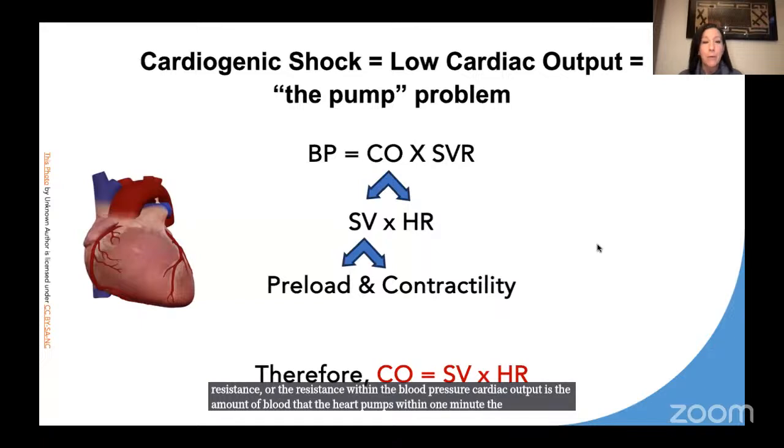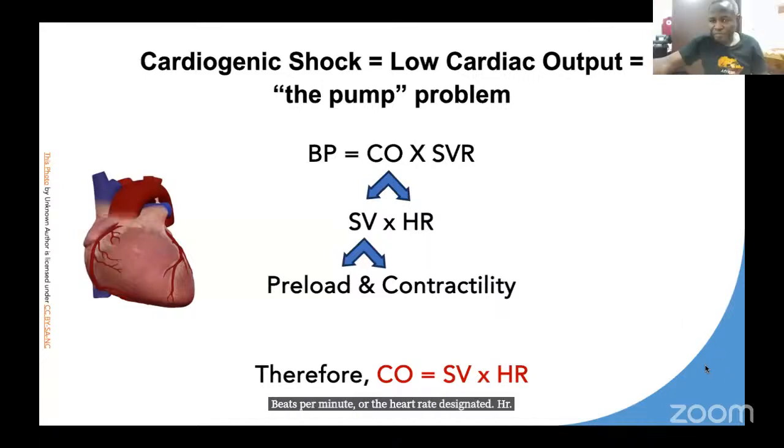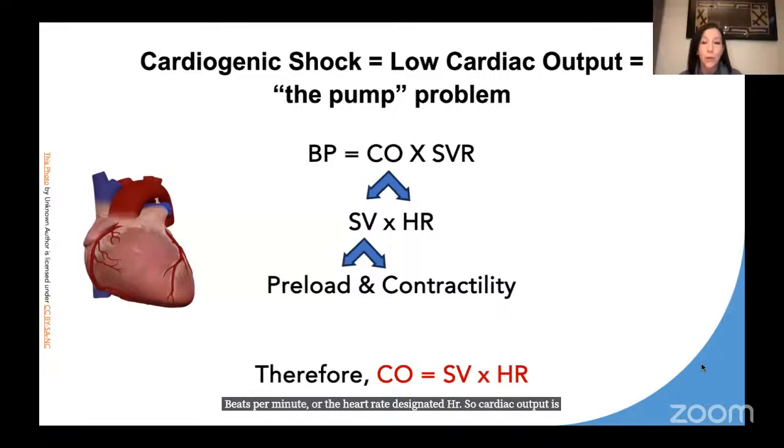The volume of blood pumped out of the ventricle in one beat is called the stroke volume, designated SV. Since cardiac output is determined over 1 minute, it is also determined by how many times the heart beats per minute, or the heart rate, designated HR. So cardiac output is stroke volume times heart rate, or CO equals SV times HR. Stroke volume is dependent upon how much blood is in the ventricle and how well that ventricle squeezes. Cardiac output is measured in liters per minute.